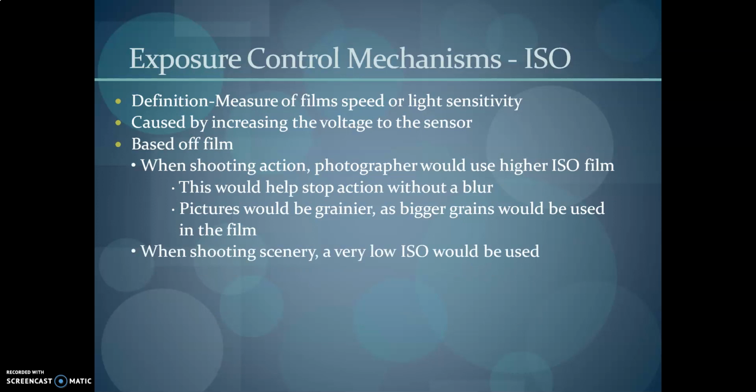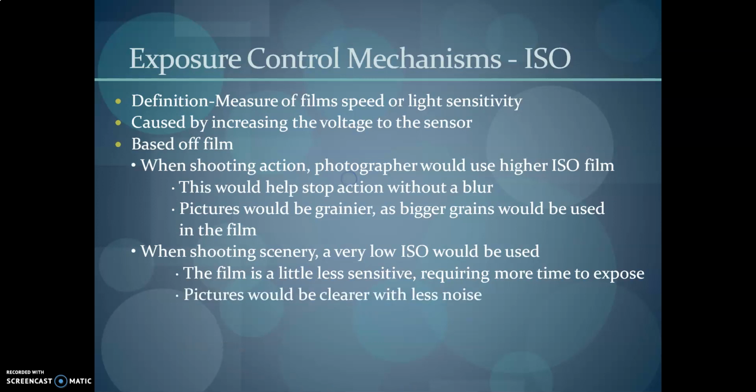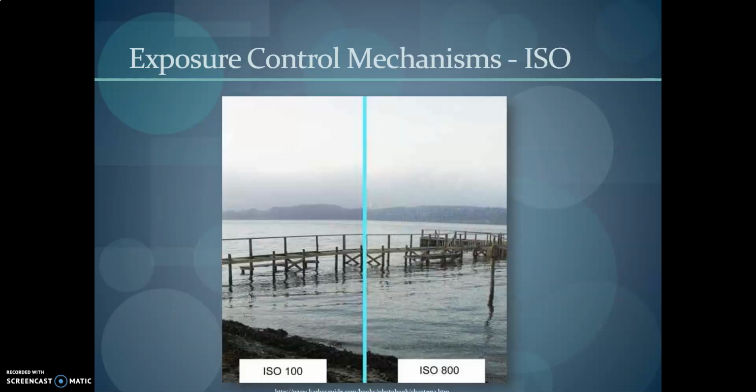When shooting scenery, a photographer would choose a low ISO because the film has a little less sensitivity, requiring more time to expose, but that tree is not going to move, right? So you don't have to be really quick taking the picture. Pictures would be clearer with less noise, but you don't have to worry about speed, so you can afford to do that. You always want to use the lowest number possible to avoid getting that digital noise.